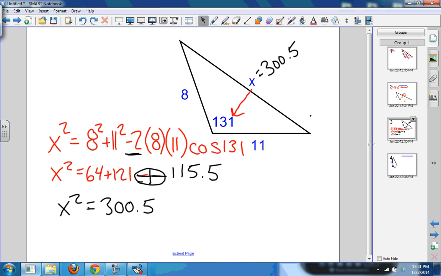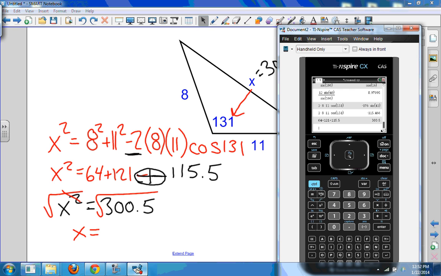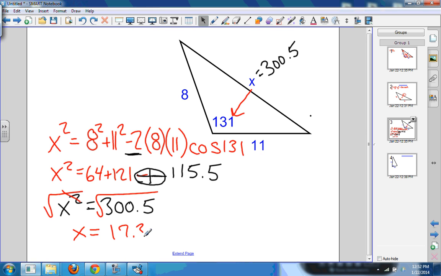So hopefully we remember, to get rid of square, we need to take the square root. Squares and square roots cancel out, and we get x is equal to the square root of 300. What's the square root of 300? Let's see. Square root of 300. Oh, something messed up there. Square root of 300 is equal to 17.32, which would be an acceptable answer looking at our triangle here. That would make a triangle.